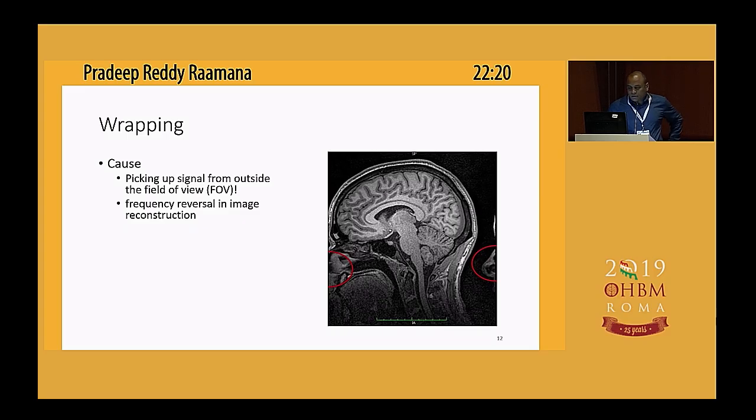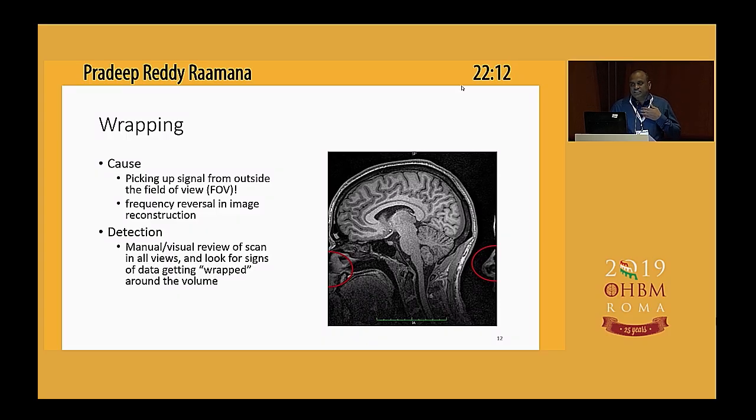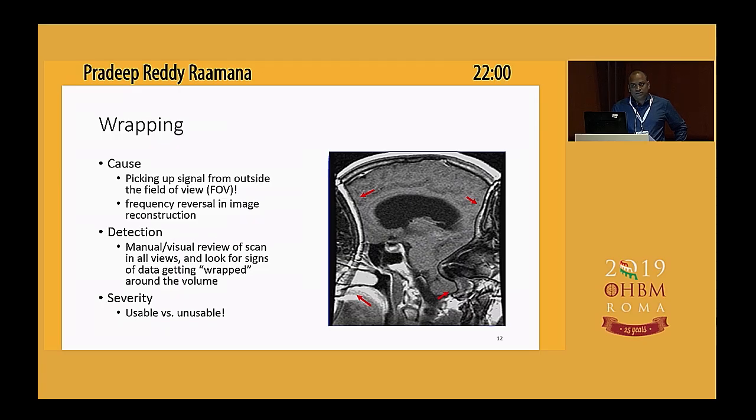So the primary cause for this artifact is picking up signal from outside the field of view. And you can easily detect it by visual review of the image. Typically, it's either usable or not usable depending on how much and where it's getting wrapped. For example, this I think is not usable for analyses.